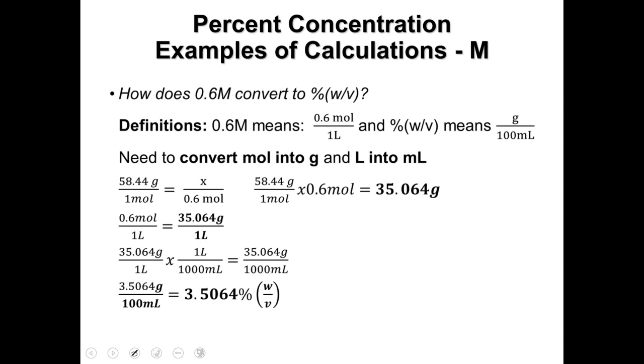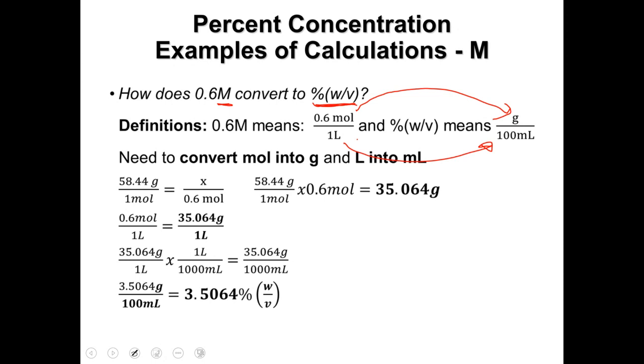Again, starting from the definitions here, there are 2 definitions: one which relates to molarity, and one that relates to percentage weight over volume. Molarity means moles per liter, whereas percentage weight over volume means grams per 100 milliliters. This already makes you understand what you have to do to get to percentage weight over volume. You have to convert moles into grams and 1 liter into 100 milliliters. So how do you do that?